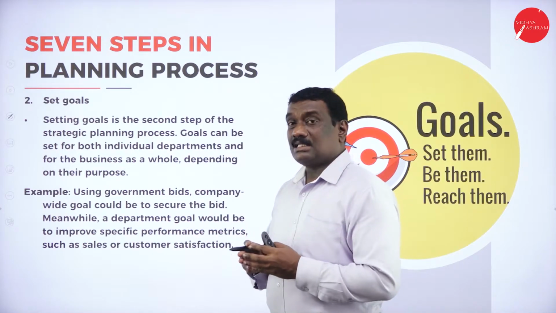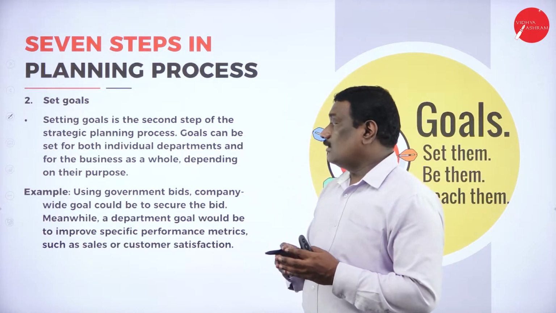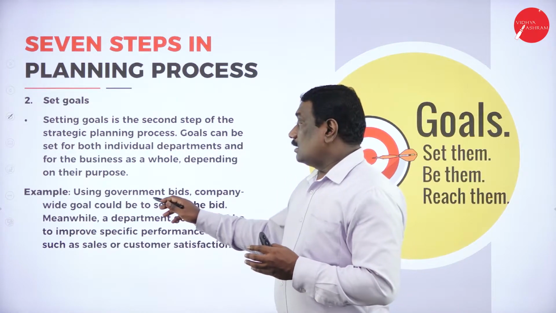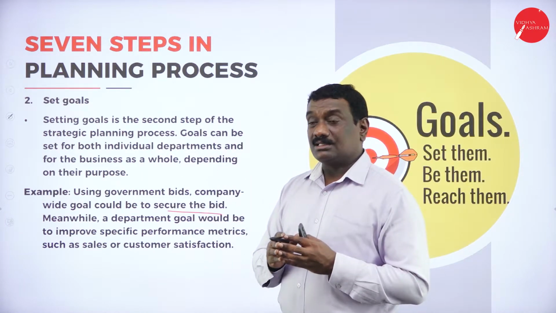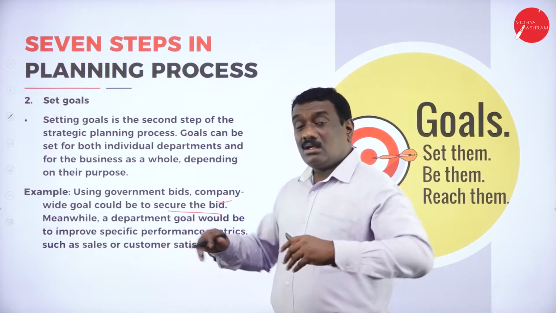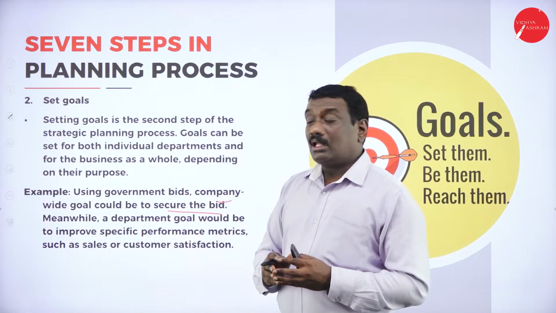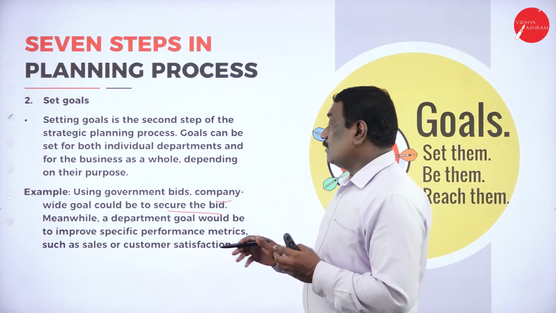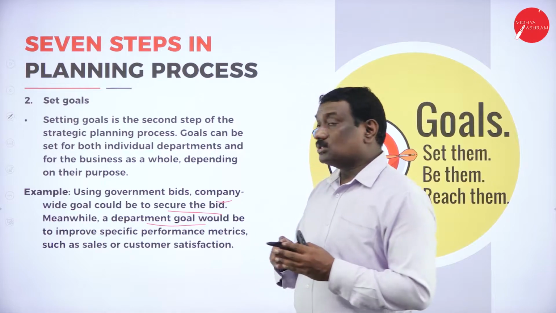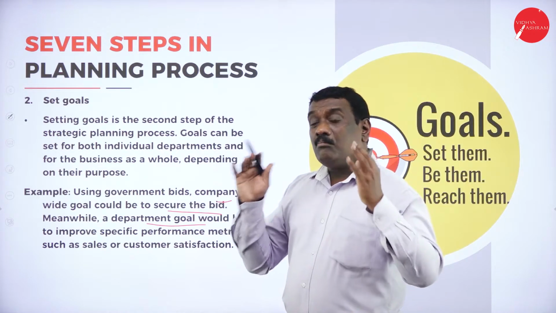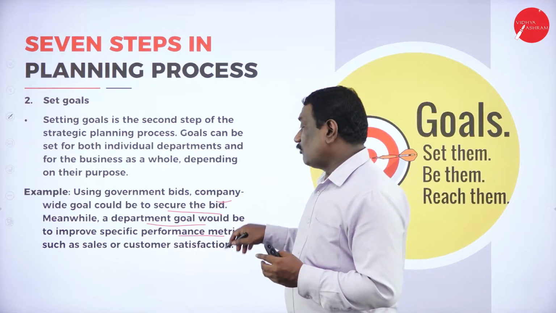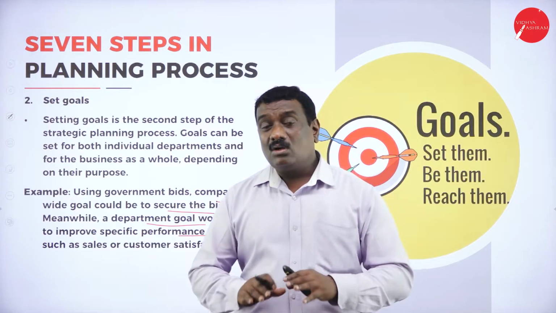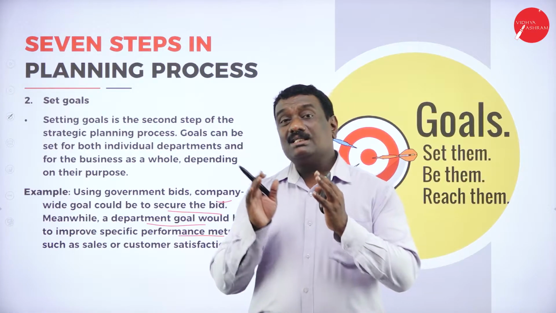Here you can see the example, government bids: company-wide goals could be to secure a bid. Using these government bids or tenders, the company can set a wider goal, and thereby it could secure the tender or a bid. Meanwhile, the department goal would also be in such a way that it improves the performance, specific performance such as sales or customer relationship. So this is how they are going to set the goals for each and every aspect.